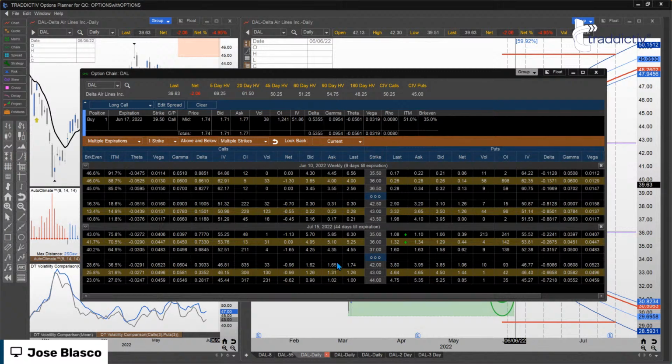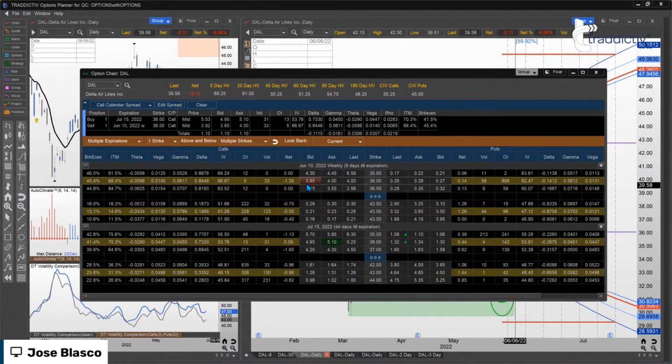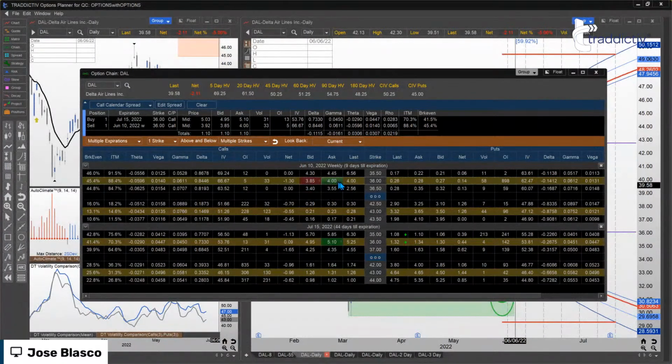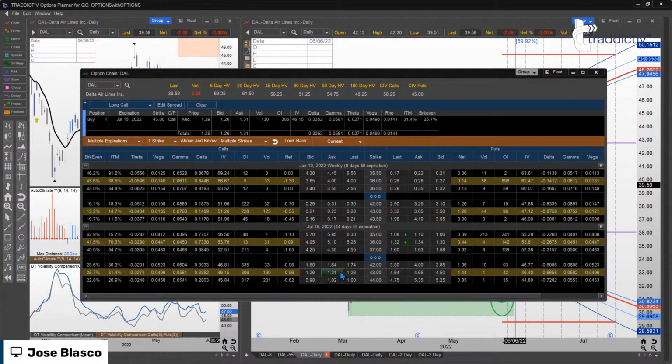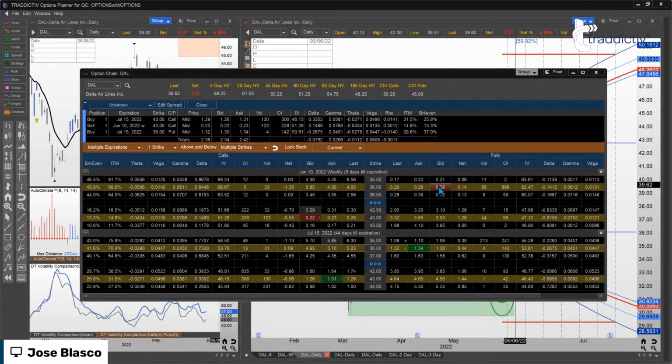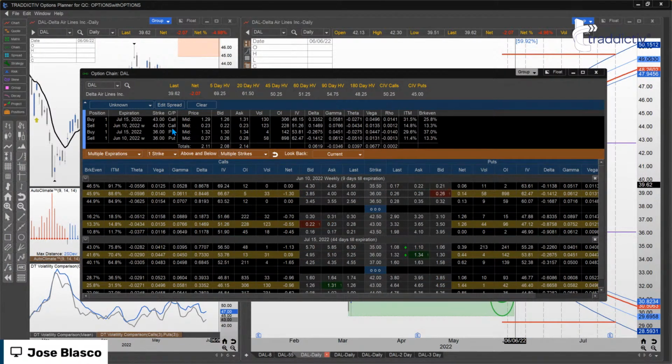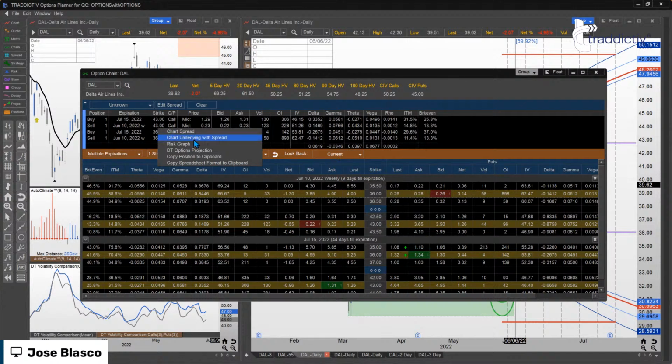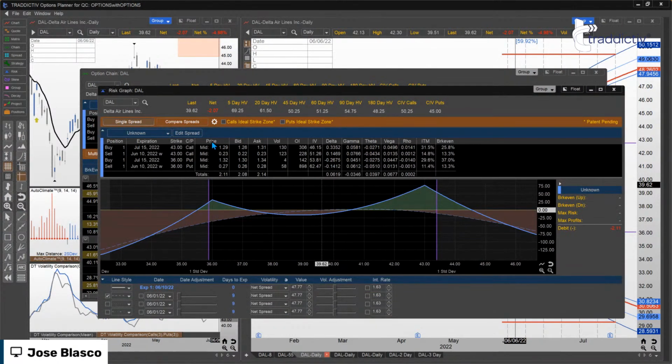Therefore, let me put the trade in place here. We are going to be buying the 36 call and selling the 36 call. Did I say 36 call? That was silly. 43. We are buying the 43 call and selling the 43 call. And we are buying the 36 put and selling the 36 put. Okay, take a look at this trade.